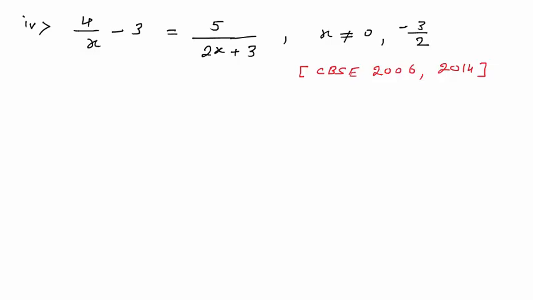These conditions that they mention, you need not worry about them. What they are saying is that x should not be 0, because if x is 0, then my first term, which is 4 upon x, will be not defined. And if x is minus 3 by 2, then the right hand side term 5 upon 2x plus 3 will become not defined. So they purposely mentioned that x should not be equal to 0, not equal to minus 3 by 2. We do not have to worry about them.